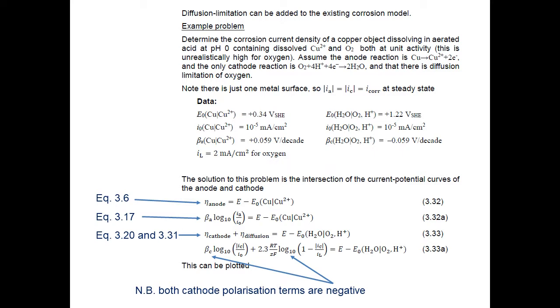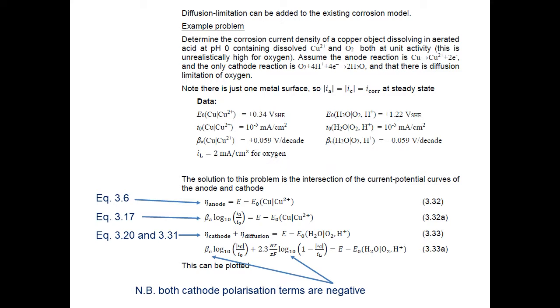So the question on page 34 asks us to determine the corrosion current density of some copper object which is dissolving in aerated acid at pH 0, and it contains dissolved copper 2+ ions and dissolved O2 oxygen molecules, both at unit activity. This is unrealistically high for oxygen molecules, but it just keeps my equations a bit simpler.